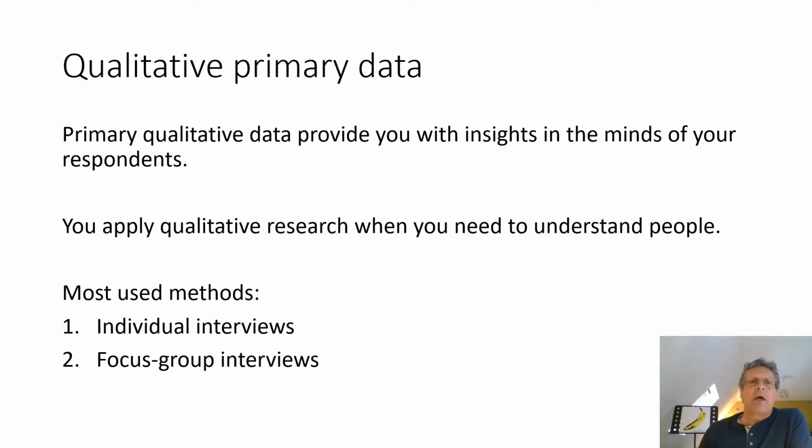Qualitative primary data. Primary qualitative data provide you with insights into the minds of your respondents. You apply qualitative research when you want to understand people. And what are the most used methods? Individual interviews, so you interview people one-on-one, or focus groups, where you collect a group of people and let them talk. And each method can be very helpful.